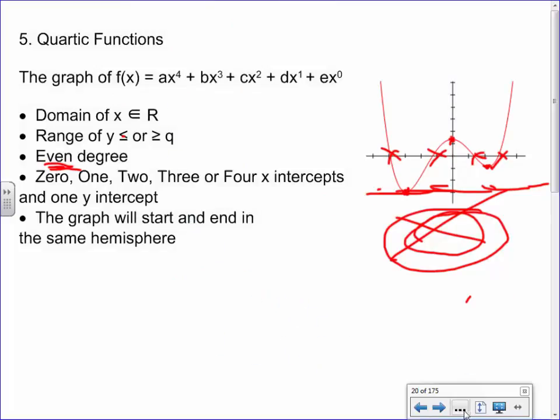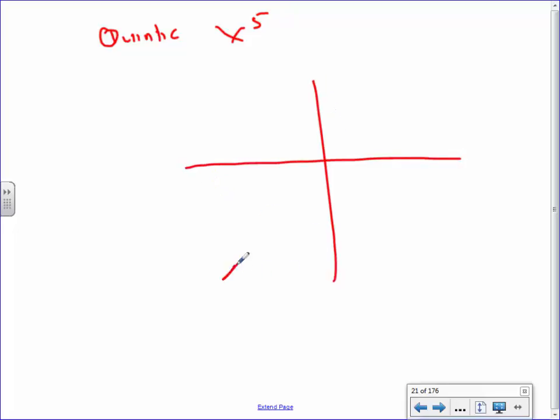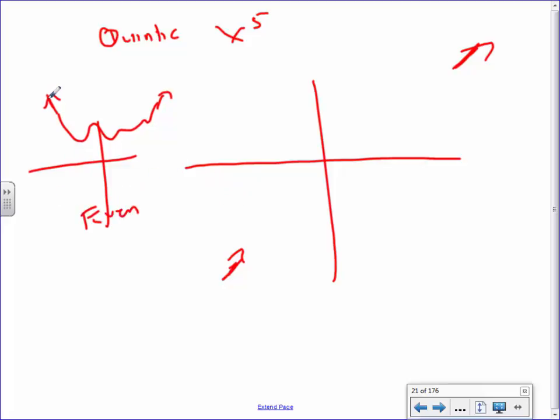Well, a quintic would be like x to the power of 5. It is going to start down here and end up here. It's going to go across the map. Unlike quadratics and quartics, which start here and end here, and do their flips in the middle. So this is what an even one will do: it'll start up here and end up here. An odd one will start here and finish up there.